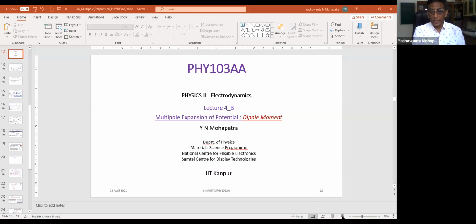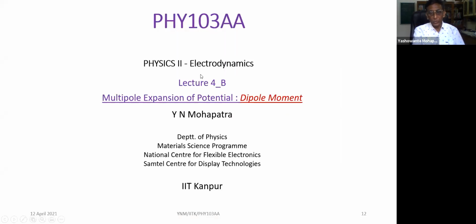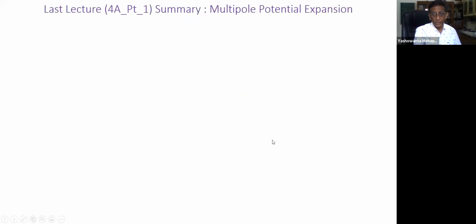Okay, so let me discuss now the next part of multipole expansion of potential as lecture 4b, in which we will consider, after the monopole term, the dipole moment. The dipole term, and specifically focus on the dipole moment.